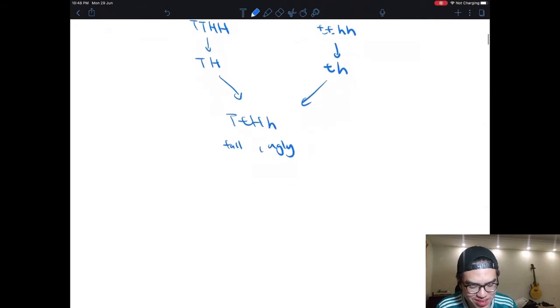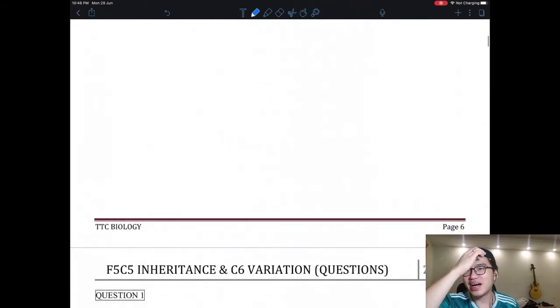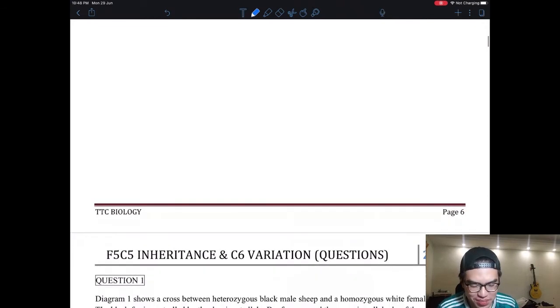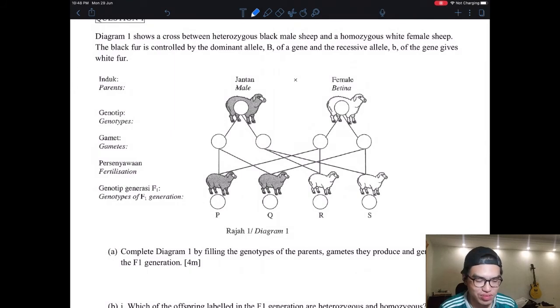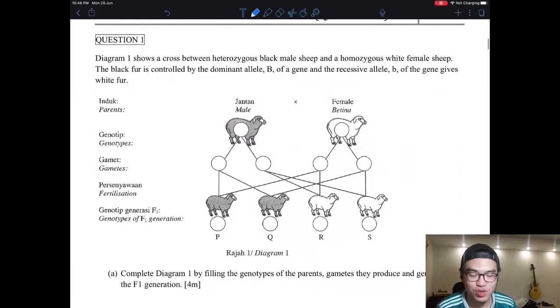Ugly or not ugly, this is in the eye of the beholder lah. Some say single eyelid is ugly, some say it's not ugly. It's a very subjective thing. Anyway, we still have a bit of time. I will try to finish this. So let's look at question 1.